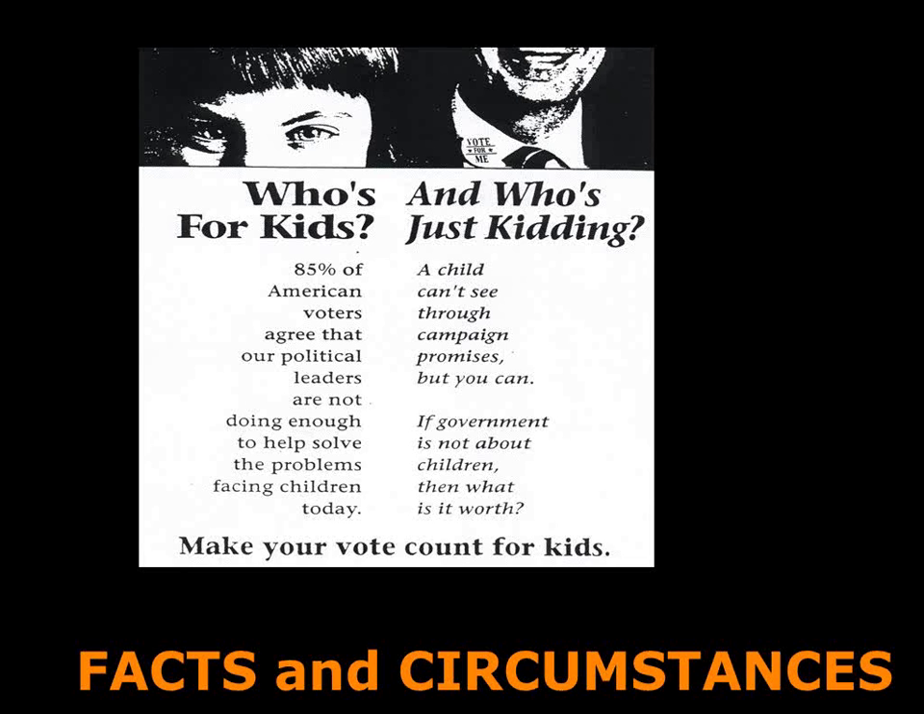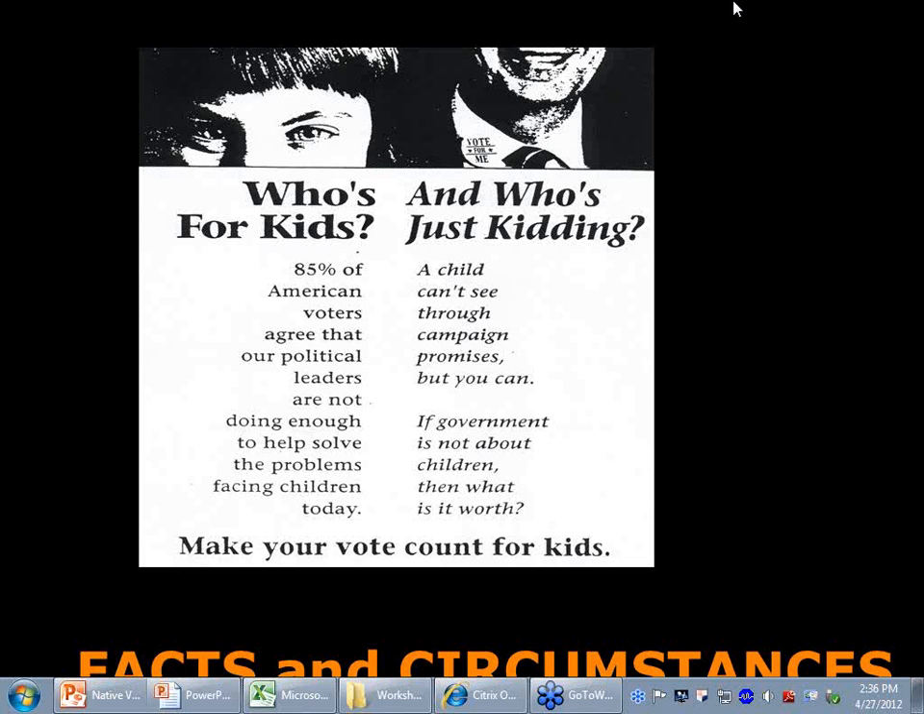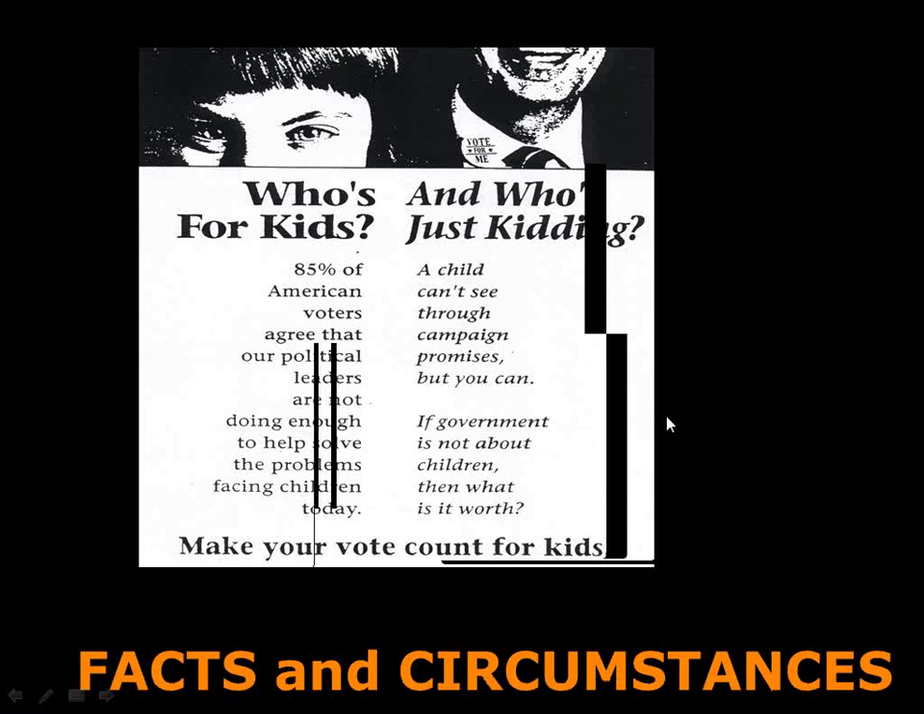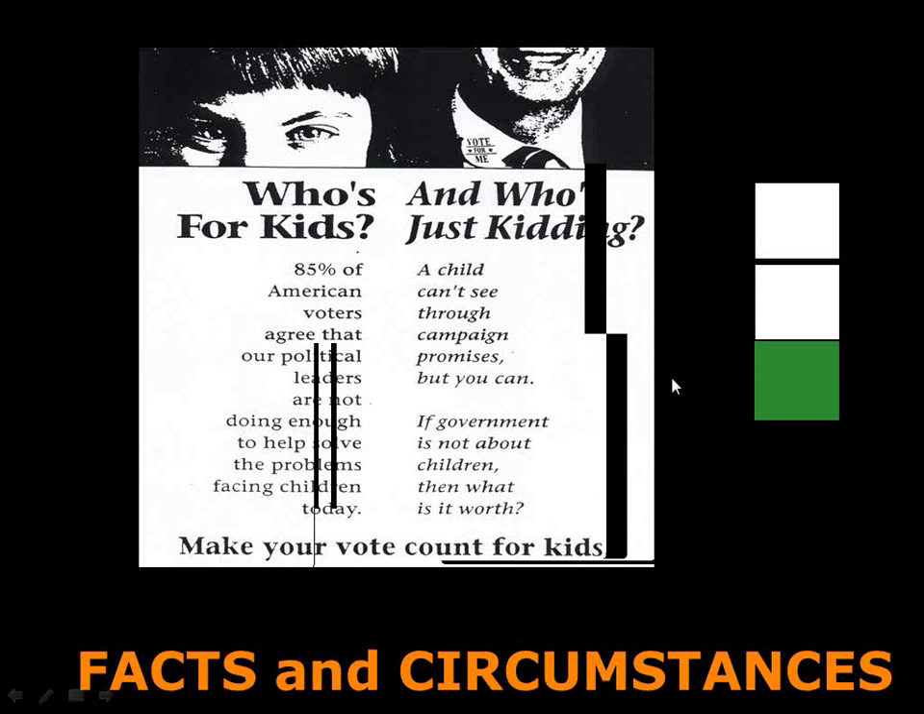Now, we'll use the traffic light model: red for stop, green for go, yellow for slow down. This is how I usually do it in most of my trainings. I can't see your hands today, so I'll ask it rhetorically: who would think this would be an acceptable ad for a 501c3 organization to run, in an election year or not, just to run this simple issue ad, who's for kids and who's just kidding? I would argue that, yeah, this is okay. Make your vote count for kids.